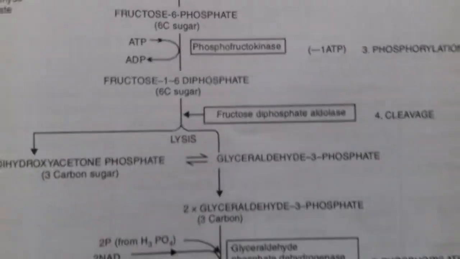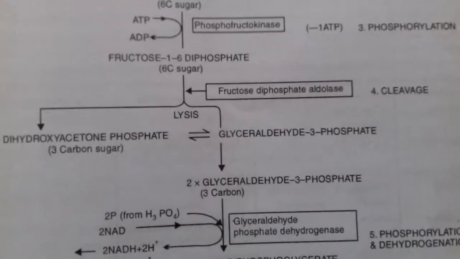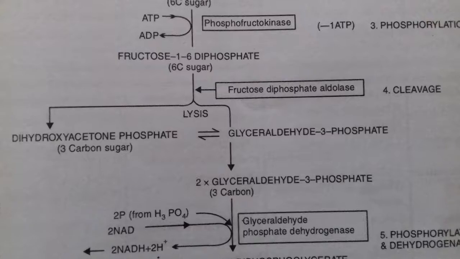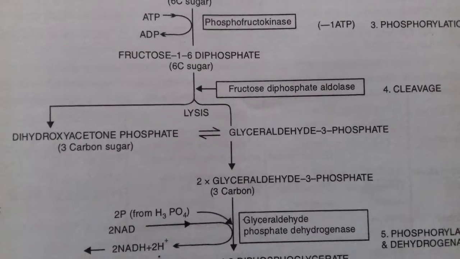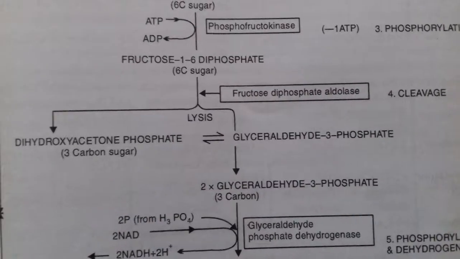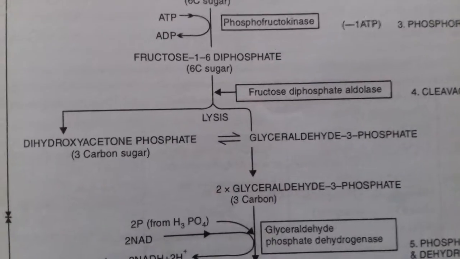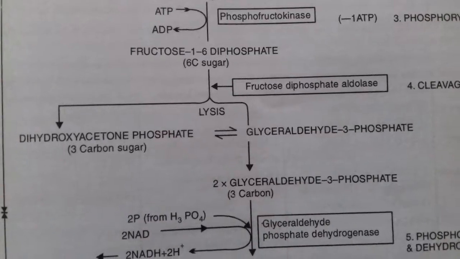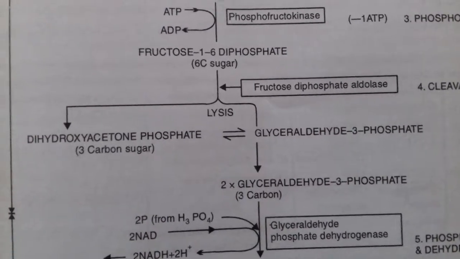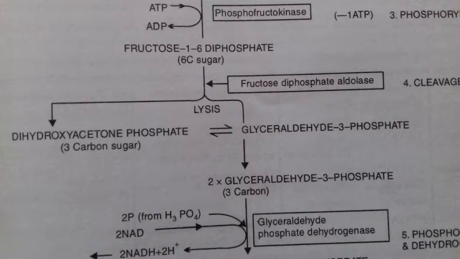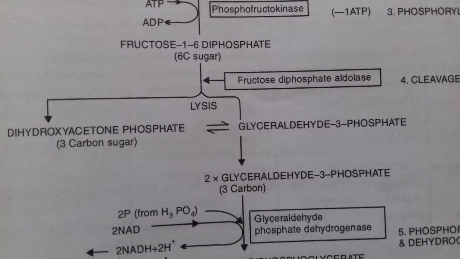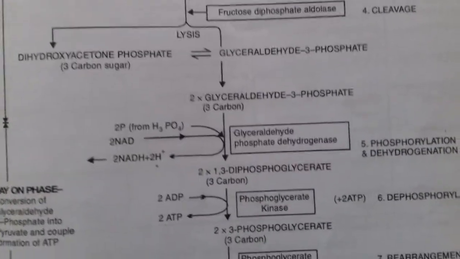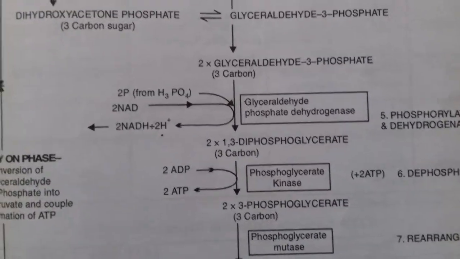The next step is cleavage. Cleavage means breakdown of this molecule, fructose 1,6-diphosphate, 6C sugar. In the presence of fructose diphosphate aldolase, it will break down into dihydroxyacetone phosphate and glyceraldehyde 3-phosphate. Both of these molecules are interconvertible. So we will consider that there are two molecules of glyceraldehyde 3-phosphate, which is a 3-carbon sugar.